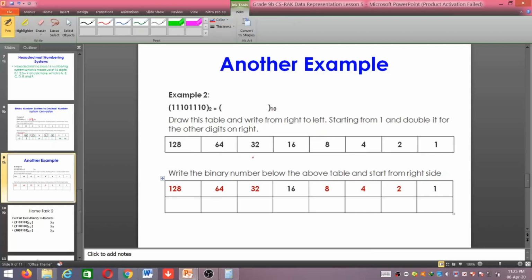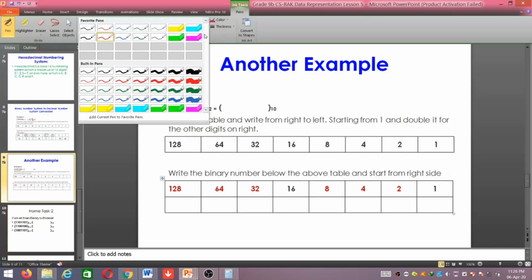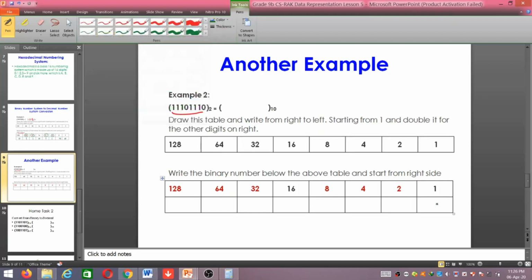What you need to do next, you will write this number here, and starting from the right side, look here how we do it. We take another color of the pen, for example, the green one. Okay, look here. So we'll write this number 0. Then we have 3 ones. So I write 1 here, 1 here, and 1 here. Then you have 1 0, and then you have 3 ones.